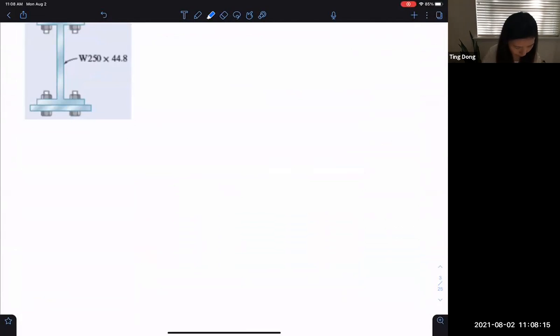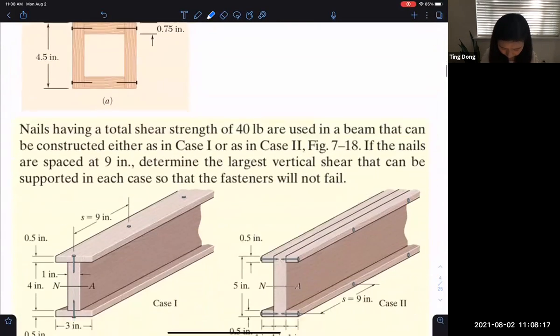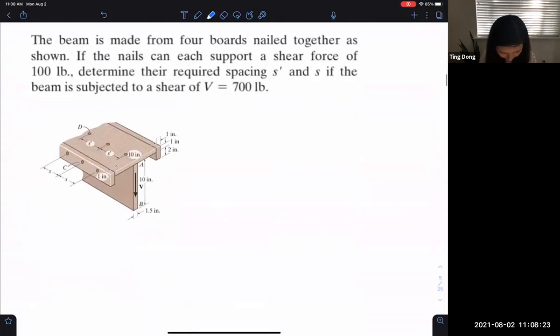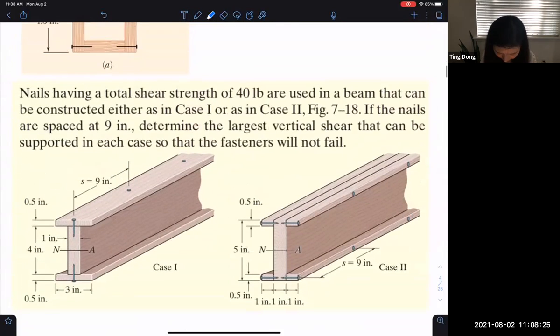And we have, determine the largest vertical shear.